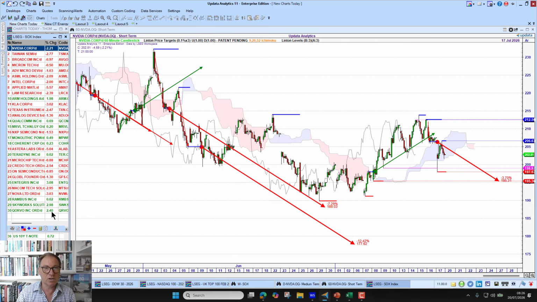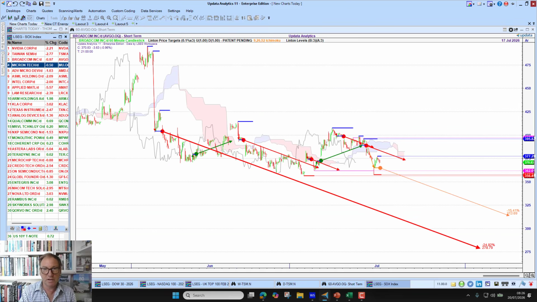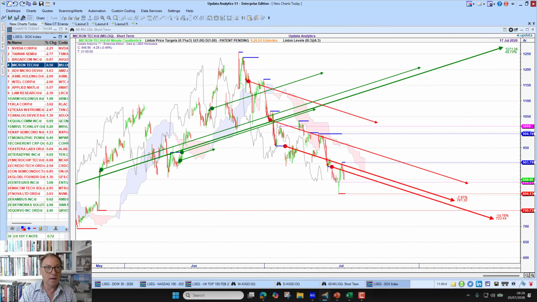So these are the constituents, and we can now just go through. And I'm going to look at the short term. So Taiwan Semiconductor, lots of downside targets there. Broadcom, a few downside targets, but below the cloud. Micron also, what was at 1250, now at 850. So really significant moves there.